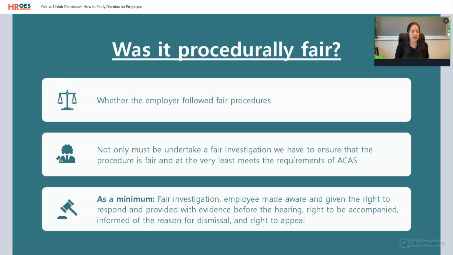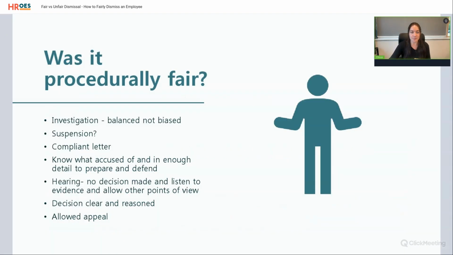So it's a really, really valuable case to look at when it comes to procedure and making sure that employees are fully informed and aware of where our standards of behaviour sit. So for something to be procedurally fair, we've got to get those two elements right. We've got to be reasonable in what we're doing, but we've also got to follow the rules. So we've got the investigation, which has got to be balanced and not biased.